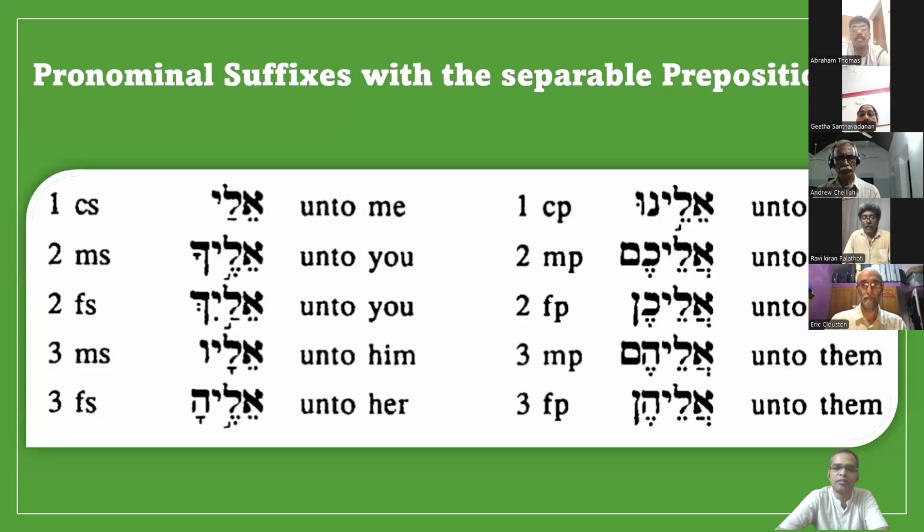So if you see here in the plural form, except the first common plural, in the rest of the places, the initial consonant is carrying hataf patah. All right. Okay. So let me read it once again for you. Elai, eleka, elaik, elav, eleha, elenu, alekem, aleken, alehem, alehen. All right.